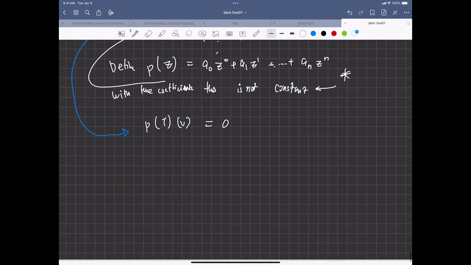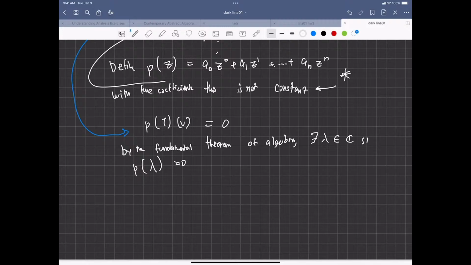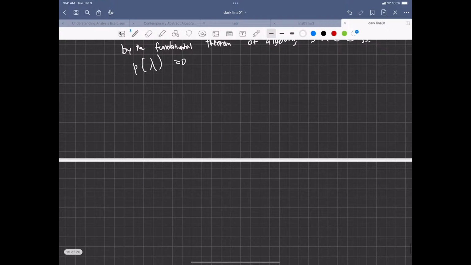And now we invoke the fundamental theorem of algebra to tell us that there exists a lambda. So by the fundamental theorem of algebra, there exists a lambda in the complex numbers such that p of lambda is 0, right? So, a quick digression on the fundamental theorem of algebra. Since chapter 4 wasn't required, what does this mean?